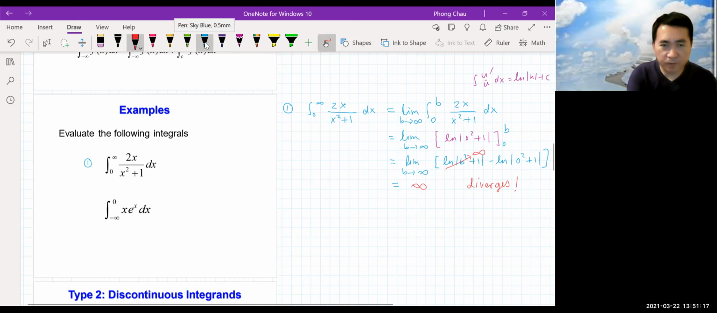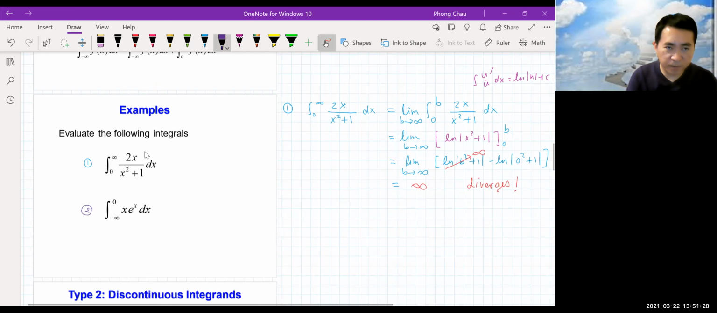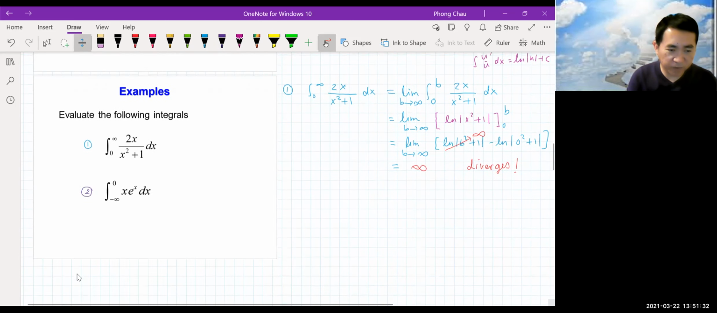Now, if we look at example 2, this is where you see negative infinity appear at the lower limit and infinity at the upper limit. Well, we're going to handle it the same way.